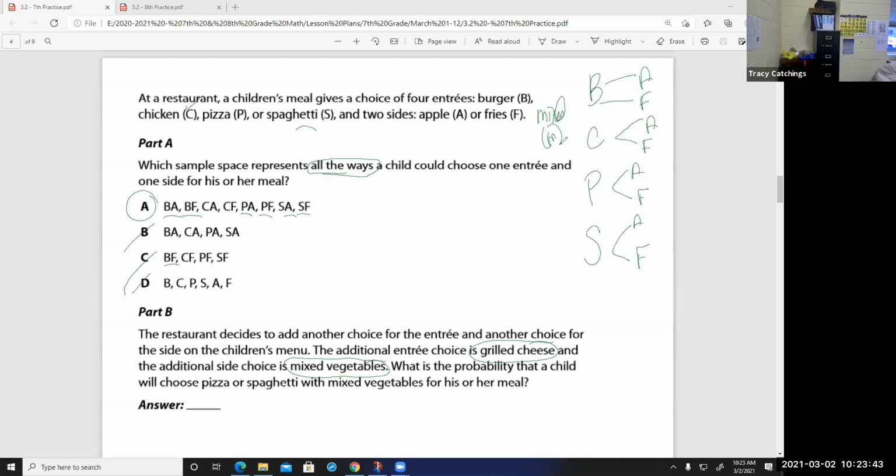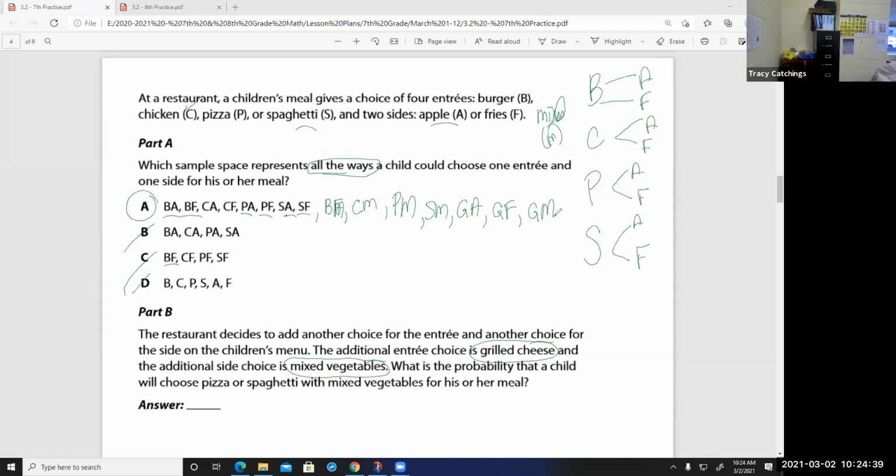So if I had burger and apples and burger and fries, I now can have a burger and what? Chicken and apples, chicken and fries, chicken and mixed vegetables. Good job. Pizza and apples, pizza and fries. Pizza and mixed vegetables. Spaghetti and apples, spaghetti and fries. Good job. Another entree they gave us was grilled cheese. So now I can have grilled cheese and apples. What else? Grilled cheese and fries. Good job. So now, how many total options do we now have?